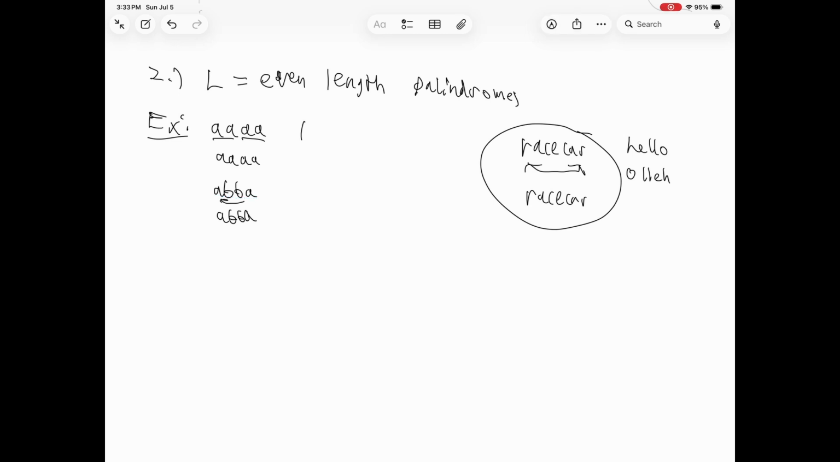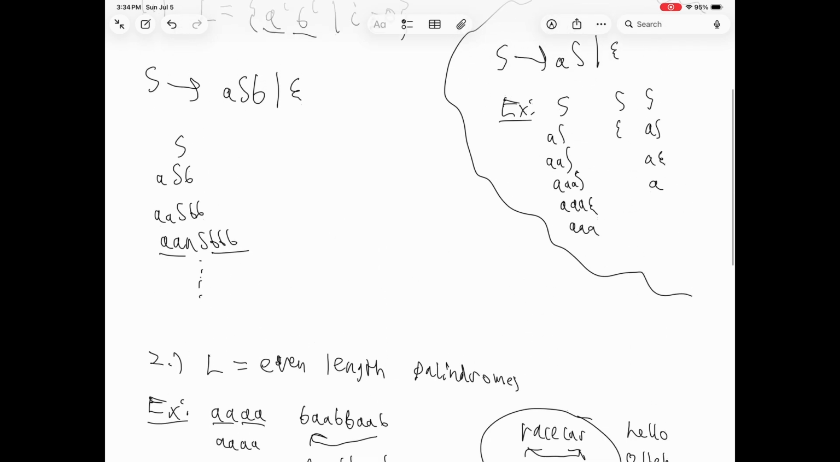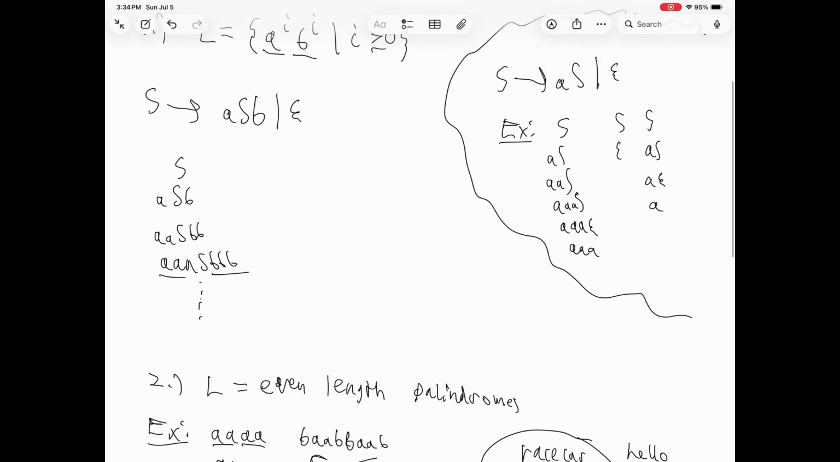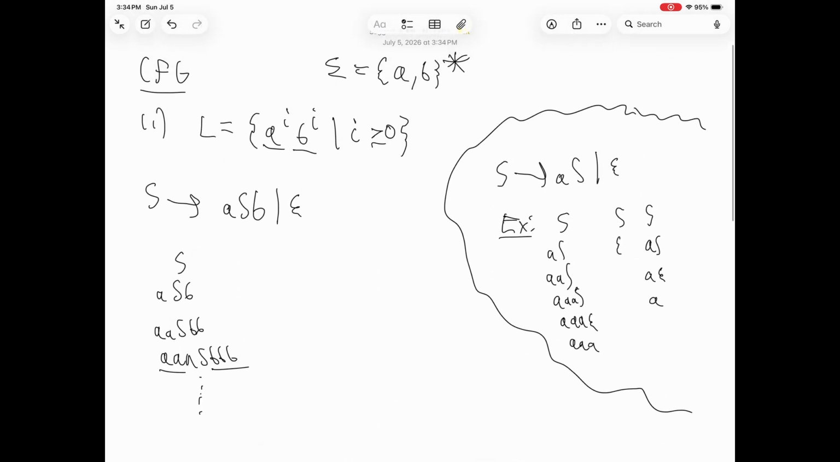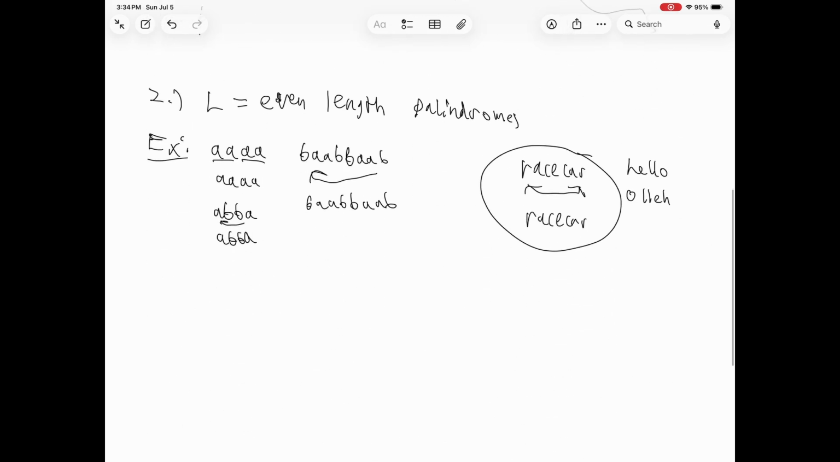Okay. Another example, maybe B, A, B, B, A, B. If you were to flip them, then it would be B, A, B, B, A, B. So yeah, and think about how we built our first example, where we had a bunch of A's on the left, a bunch of B's on the right.